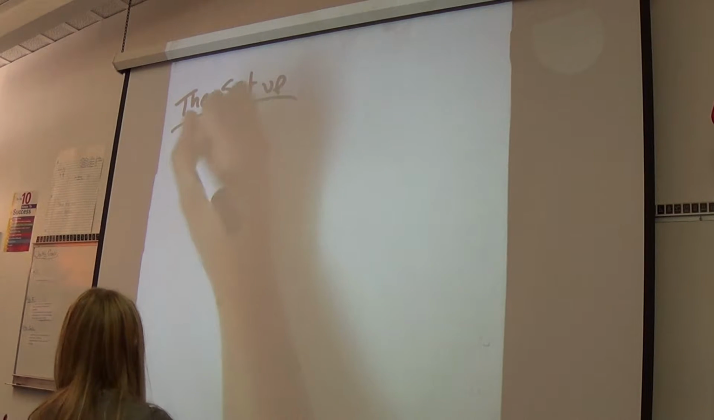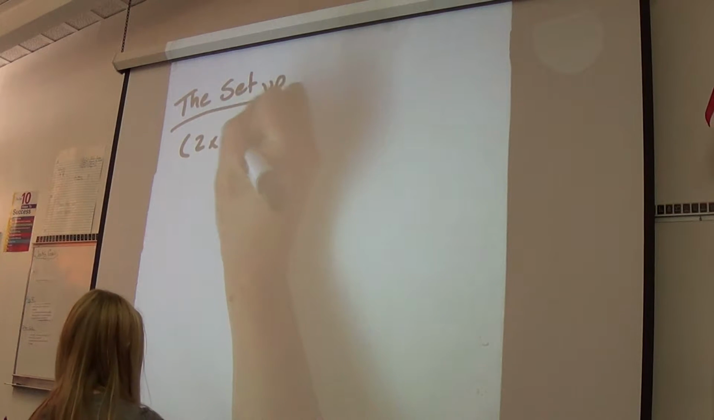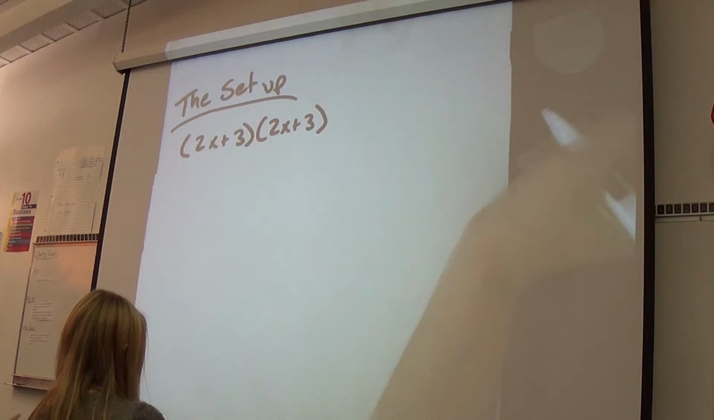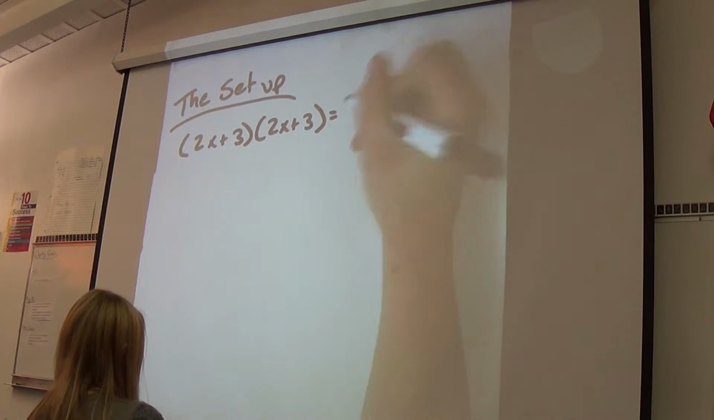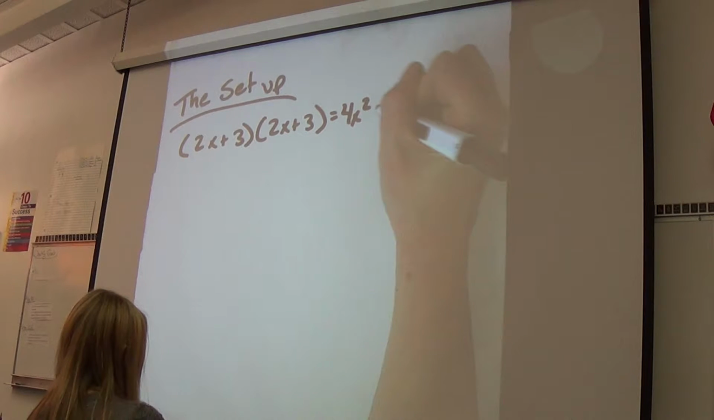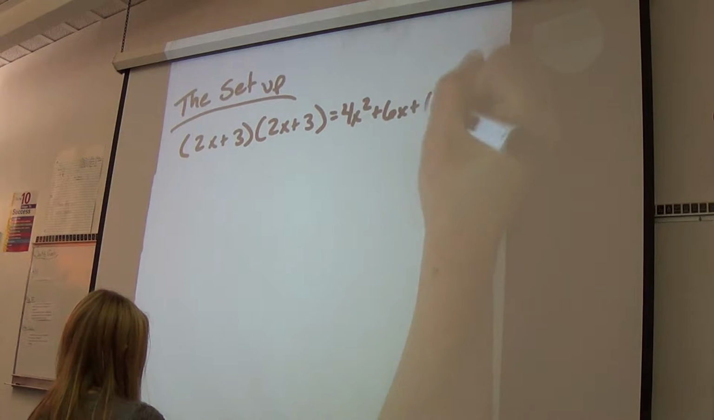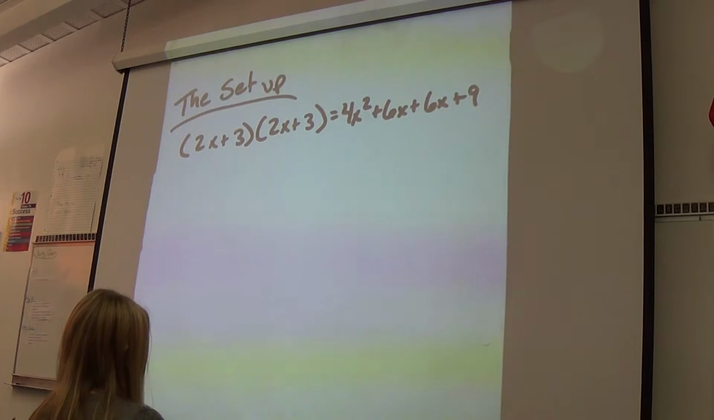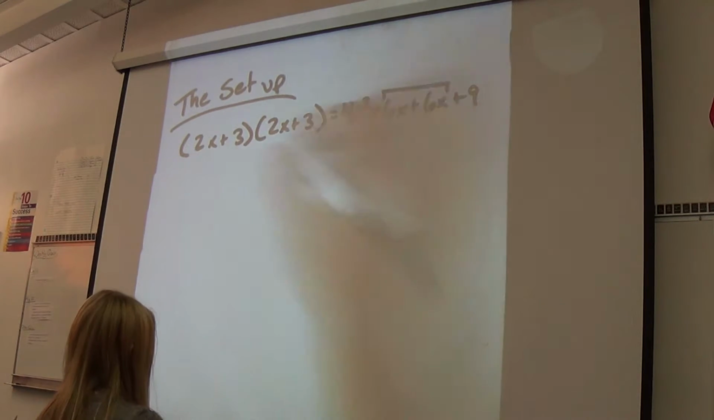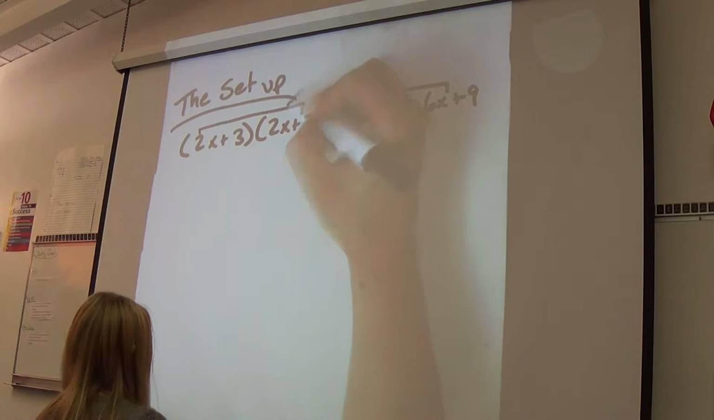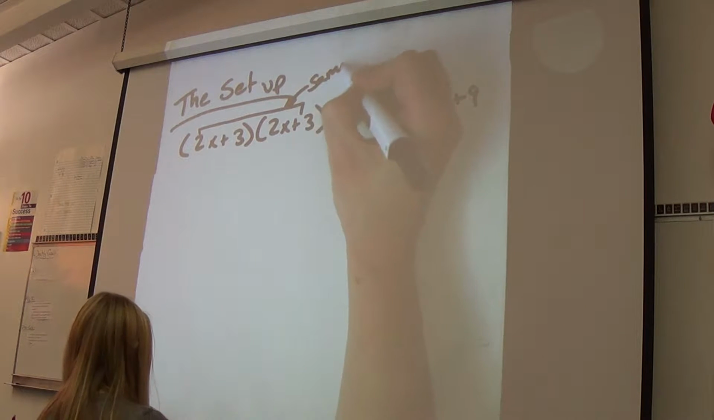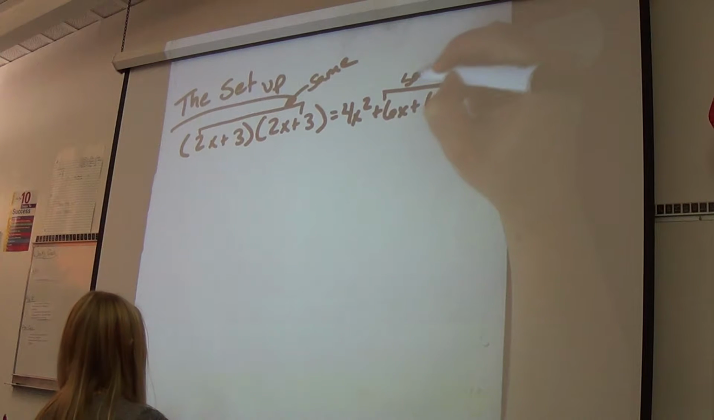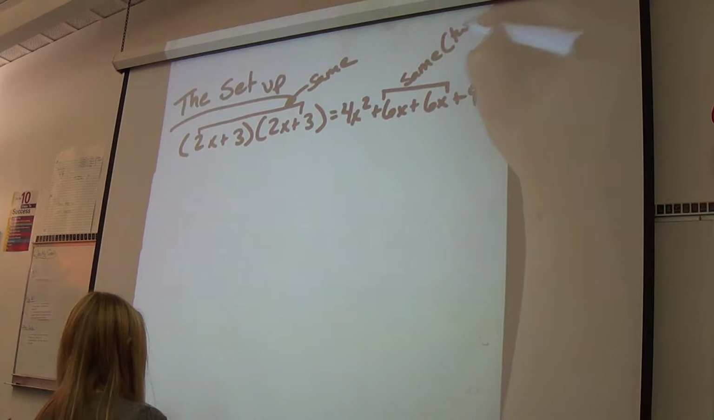So what I want you to recognize again, if we just write out what we had on our warm-up. So we had the 2x plus 3 times 2x plus 3. When we distributed that, we said we had 4x squared plus 6x plus 6x plus 9. That's what we got when we distributed. And what we noticed was if these two parentheses are the same, then you got the same middle. In other words, you got twice it.